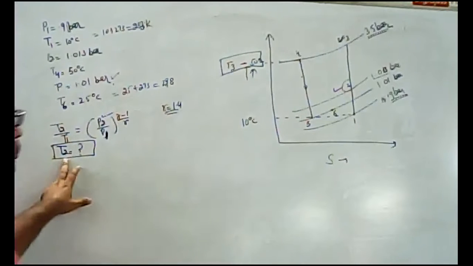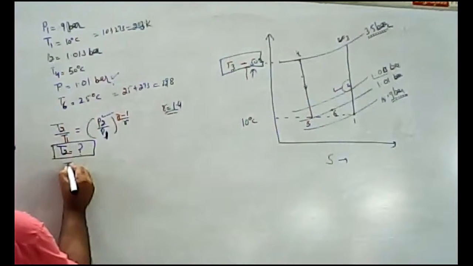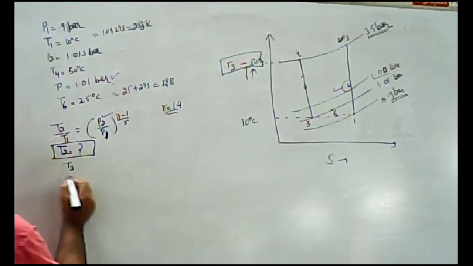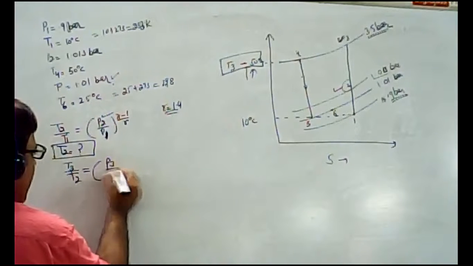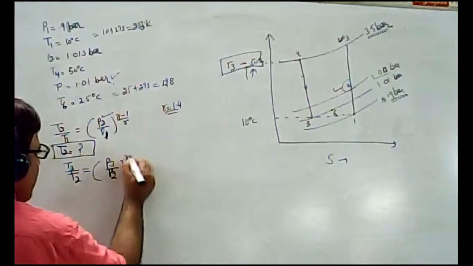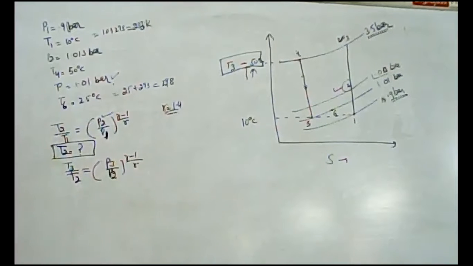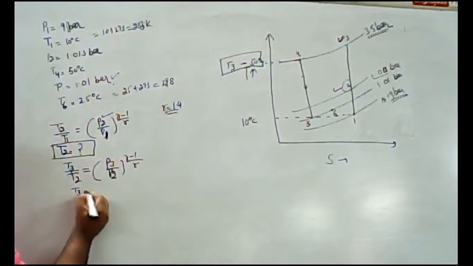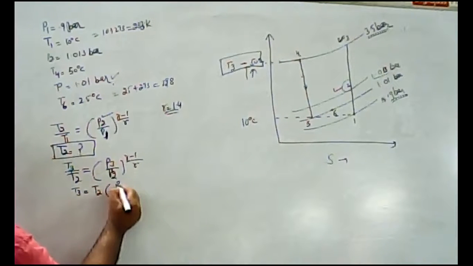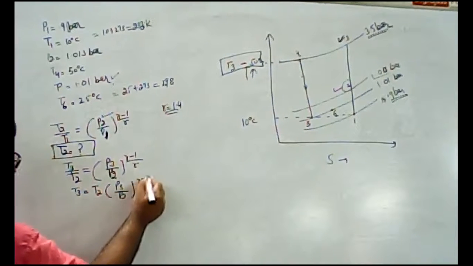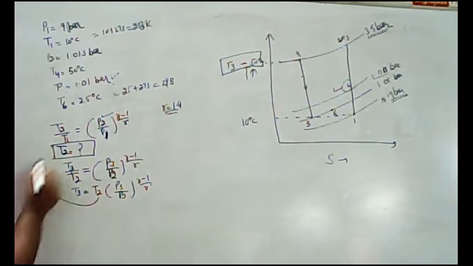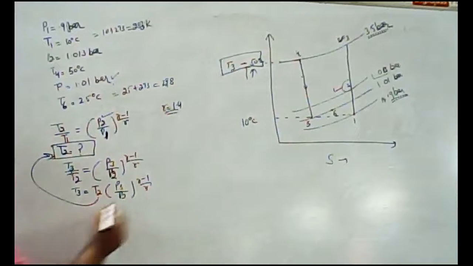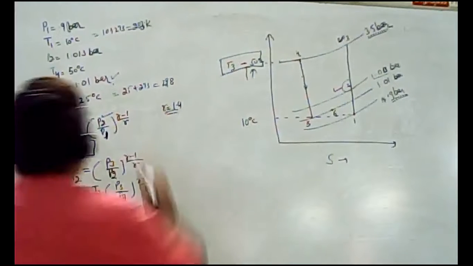It's okay. Now you have to find out the value of T3. How to find out the value of T3? The formula is T3 by T2 will be equal to (P3 by P2) raised to the power (gamma minus 1) divided by gamma. From here, you can calculate the value of T3. T3 will be equal to T2 times (P3 by P2) to the power (gamma minus 1) divided by gamma. T2 value you will find out from here, and the P3 by P2 values are already given in your statement.